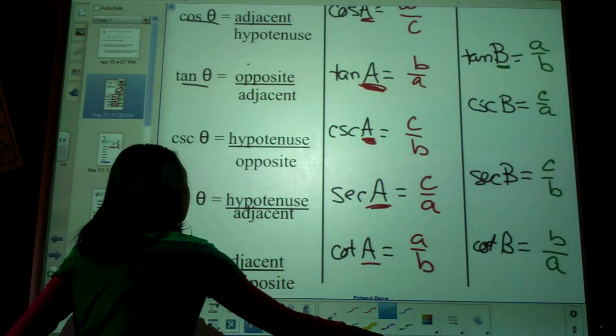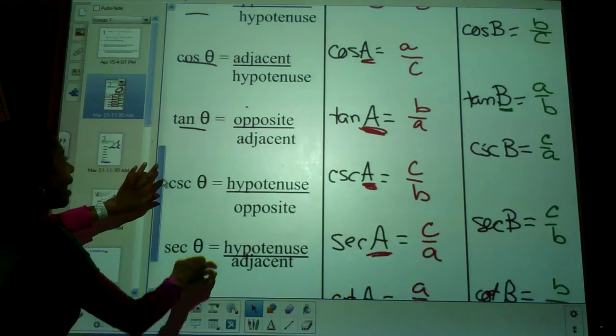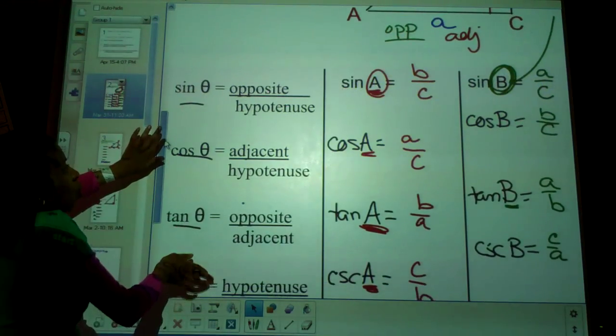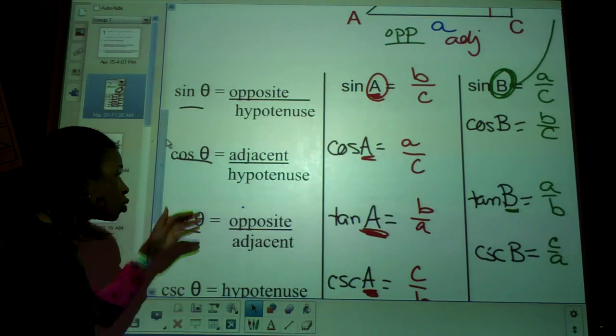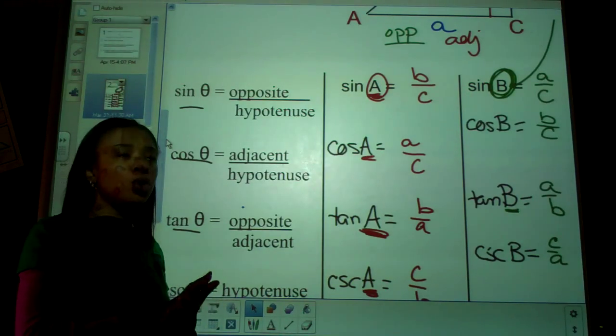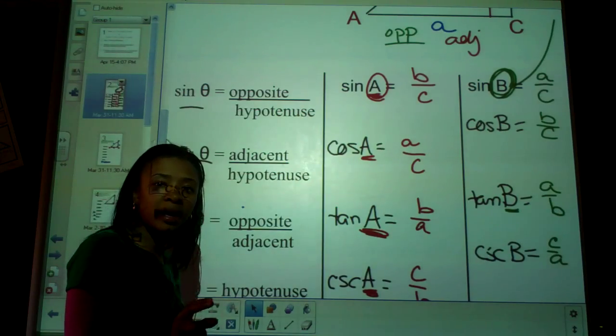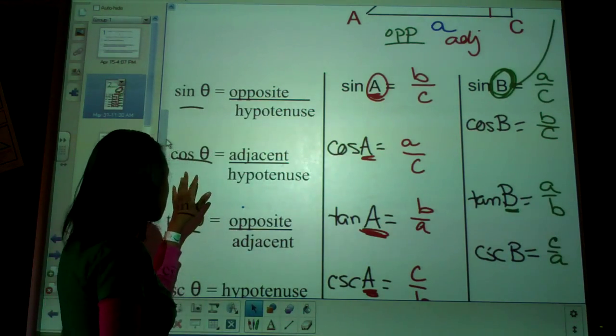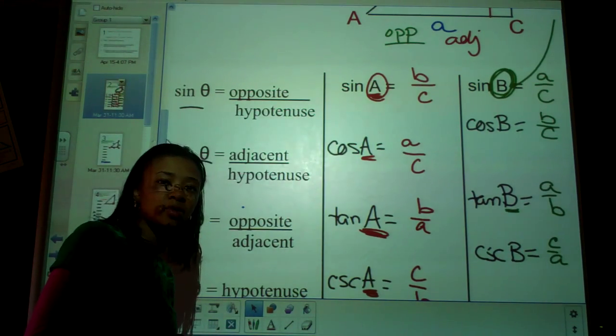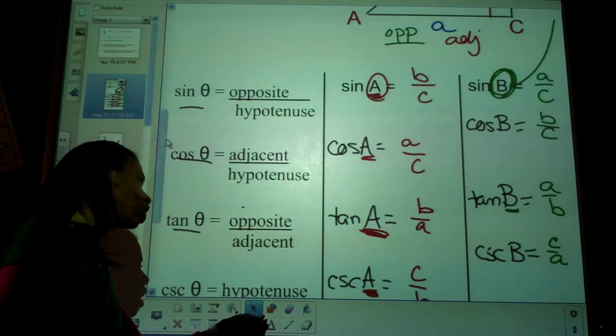Two things to remember. Number one, you have got to memorize when I say sine, tangent, cosine, secant, you have to know which two legs you're comparing. When I say sine, you compare which two legs? Opposite, hypotenuse. When I say cosine, you compare adjacent and hypotenuse. If I say tangent, opposite, adjacent.